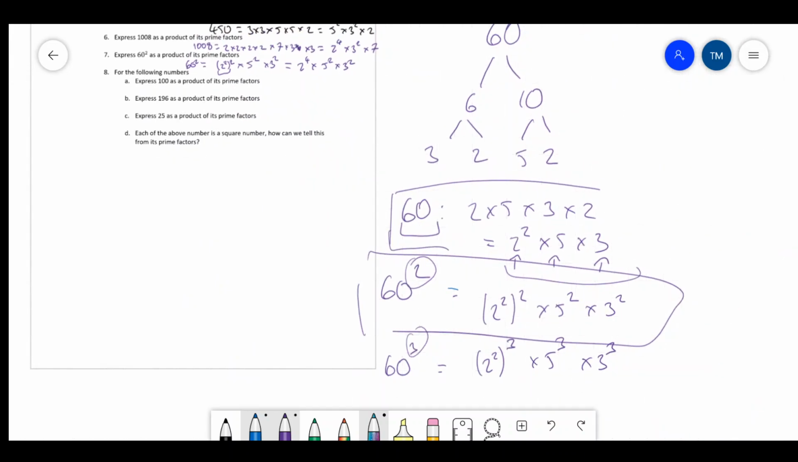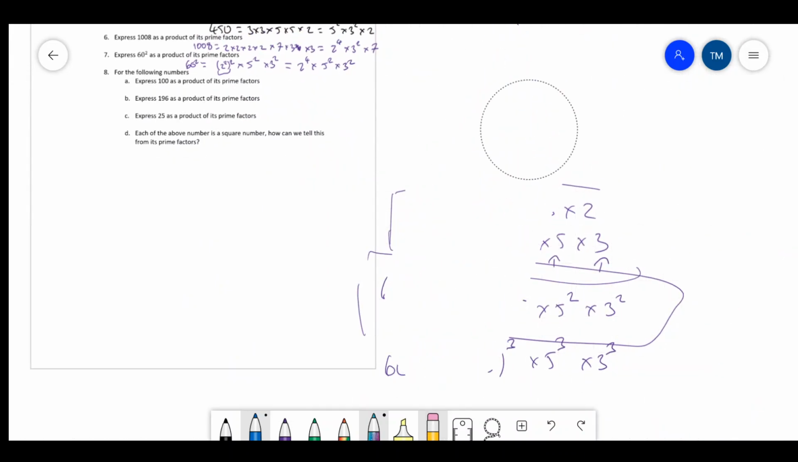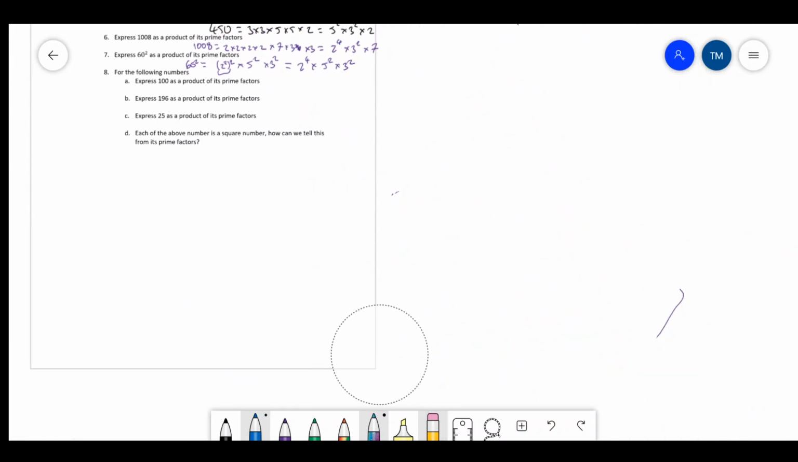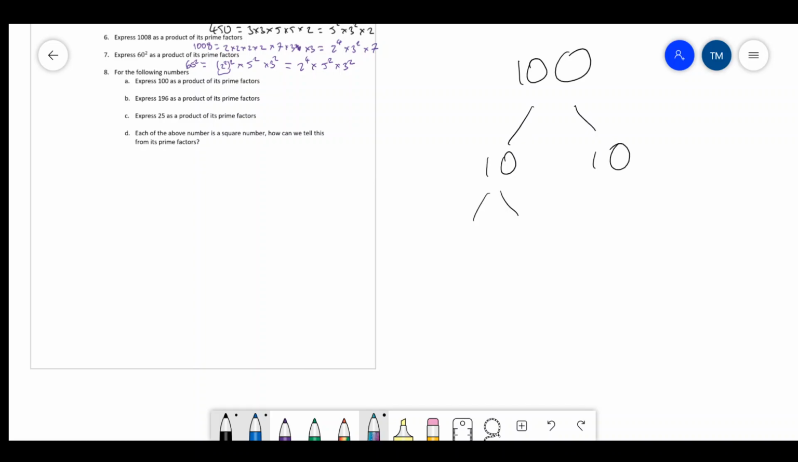Let's have a look at question number 8. Question 8: express 100 as a product of its prime factors. So here 100 we can split up into 10 times 10, so 10 and 10, which gives 5 and 2, and 5 and 2. So the result of 100 is 5 times 2 times 5 times 2, which is equal to 5 squared times 2 squared.